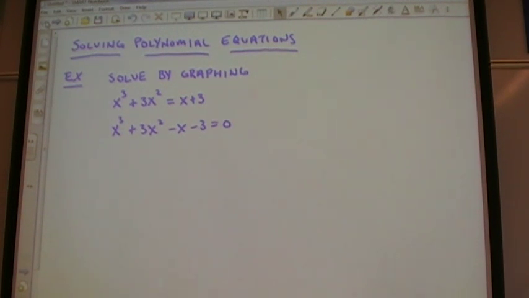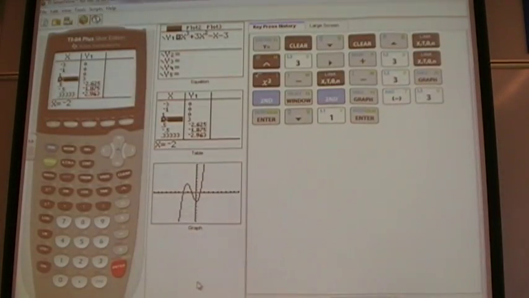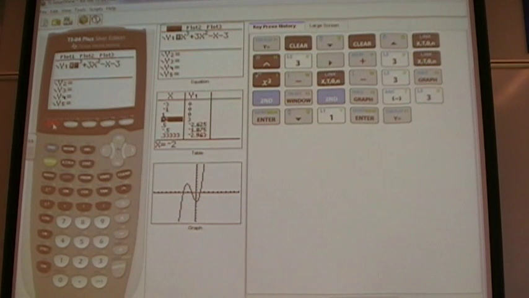Alright, so get out your calculator. And what we're going to do, you want to go to y equals when you get out your calculator, and type that straight in. Let me know when you're ready.